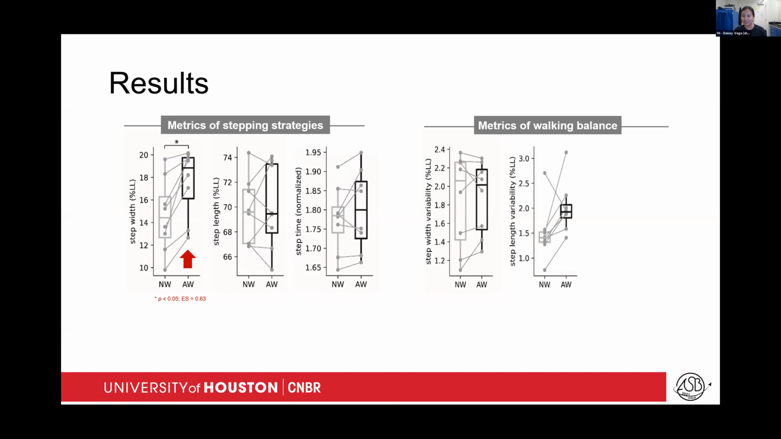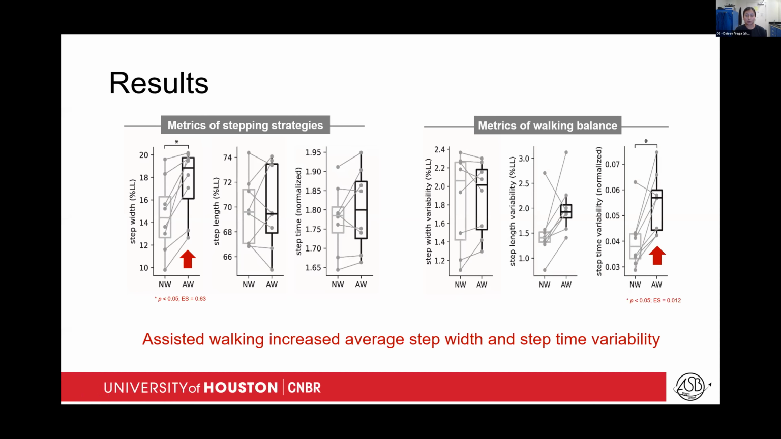And then for their step length variability, there was no increase. So we said, okay, they were able to maintain appropriate balance in the anterior posterior direction. And in terms of their temporal component, there was a statistically significant increase in their step time variability. So we saw that they adopted wider steps and there were disruptions to the temporal component of their walking balance.